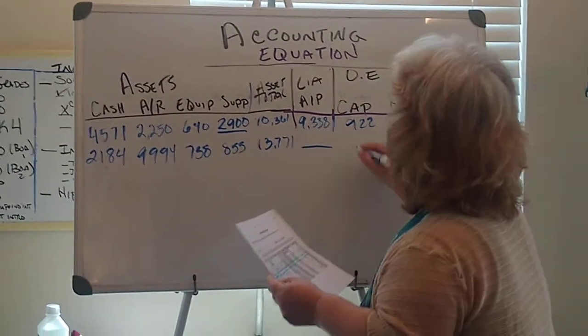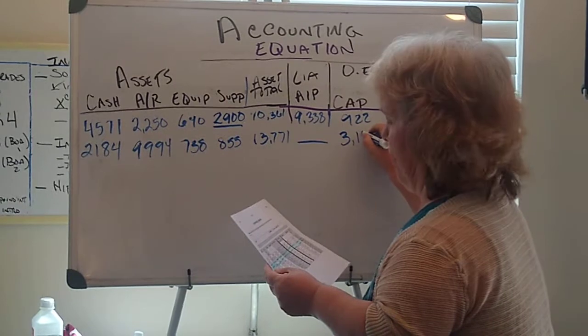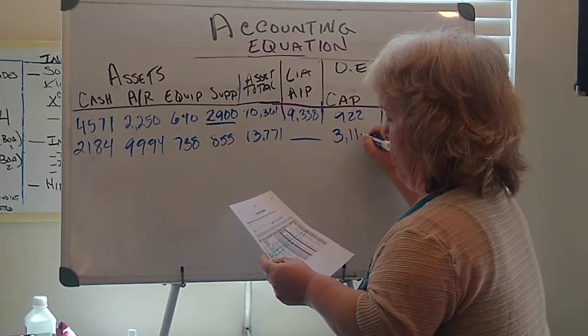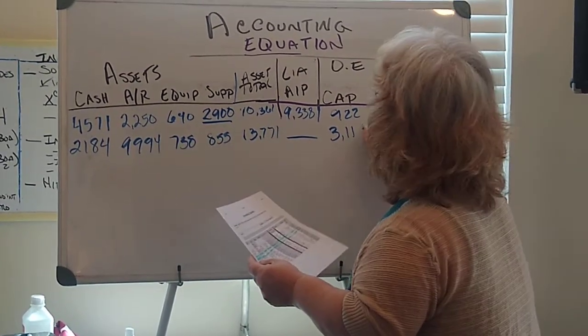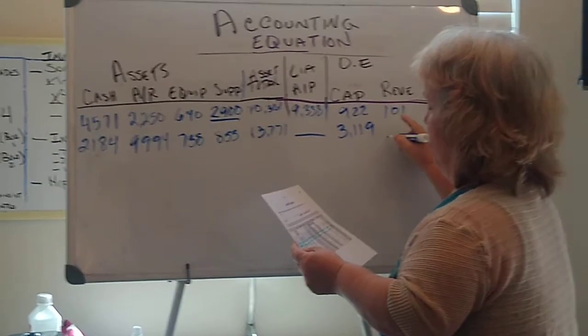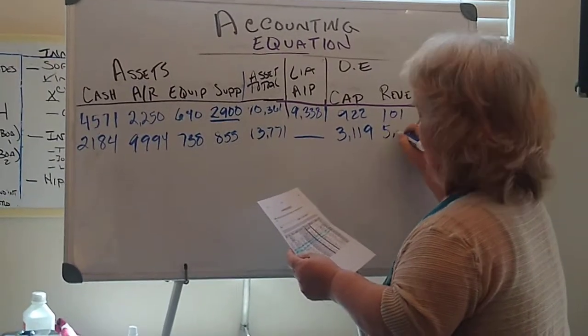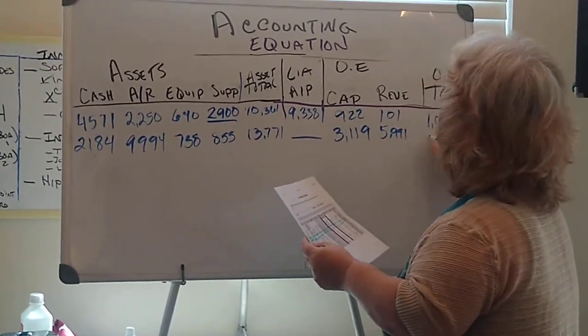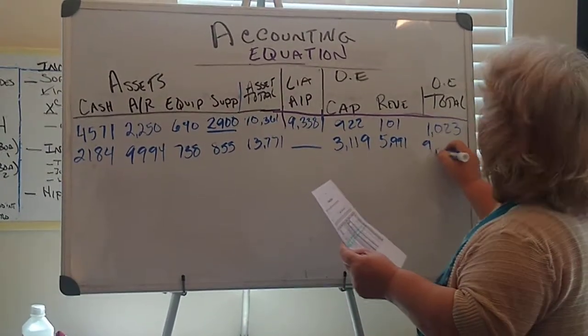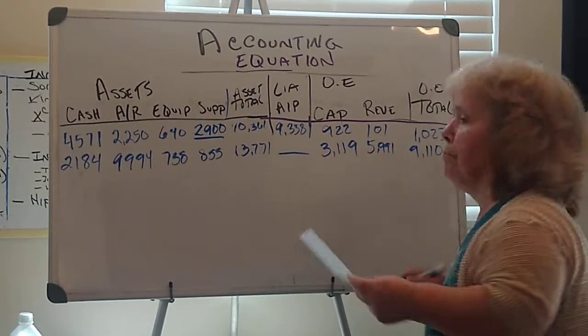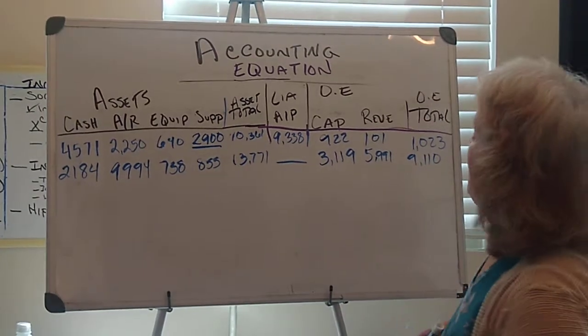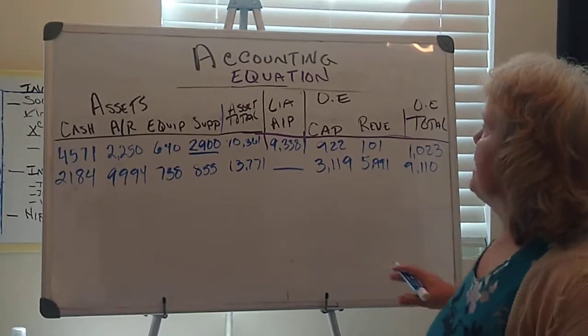What's missing is the liability amount. Over here under capital, we have 3,119. And over here under revenue, we have 5,991, which gives us a total of 9,110. Okay? So, what we're missing here is liability.